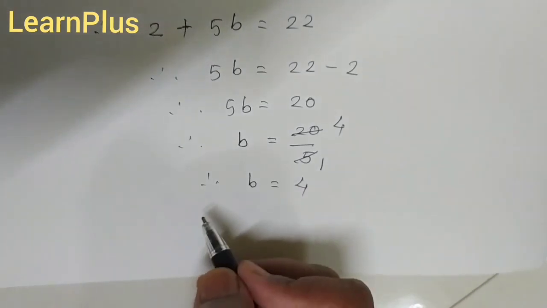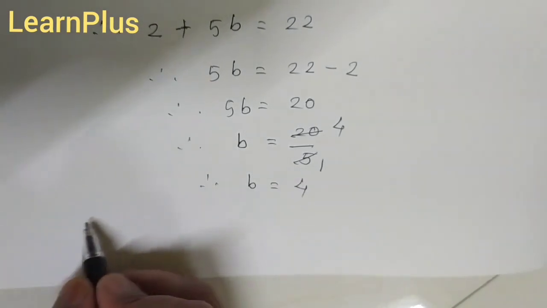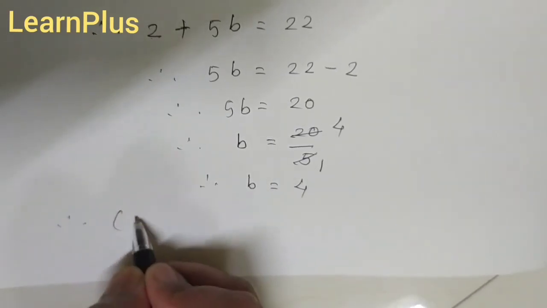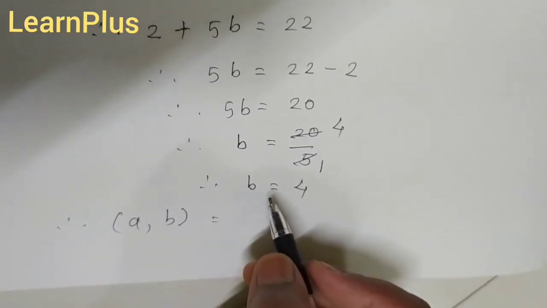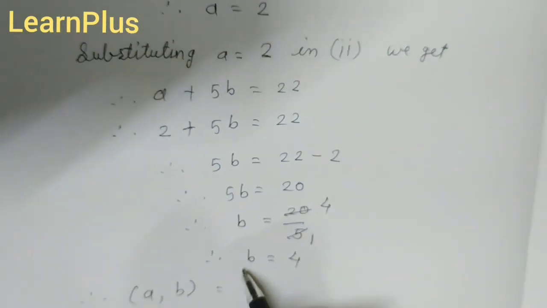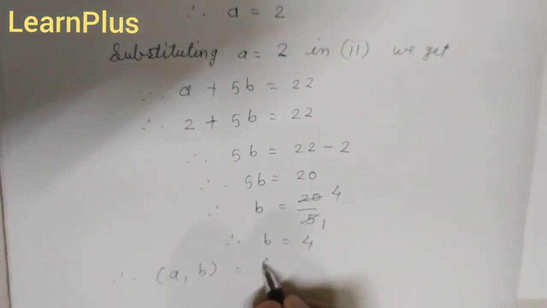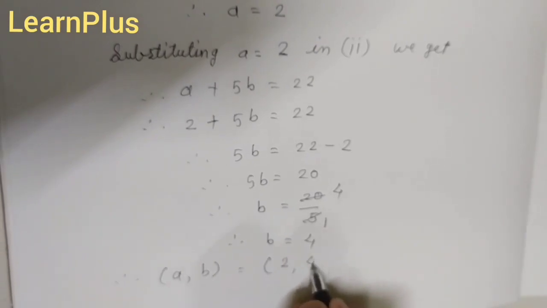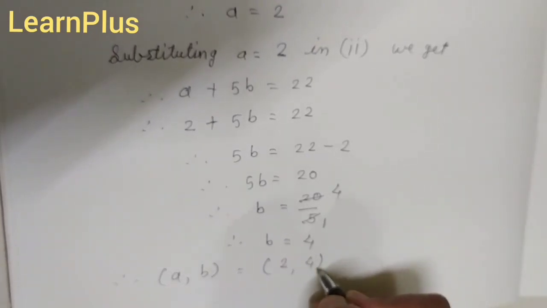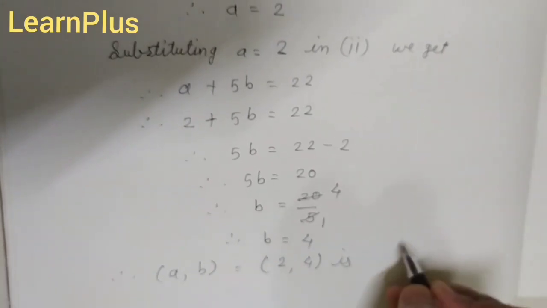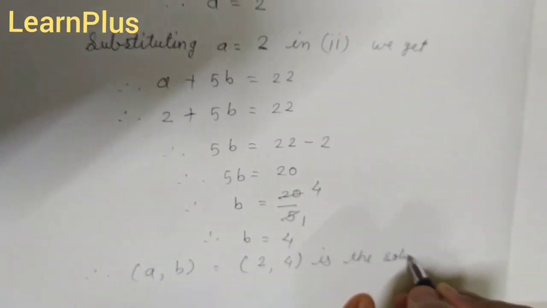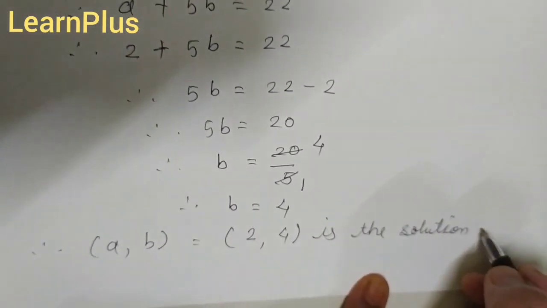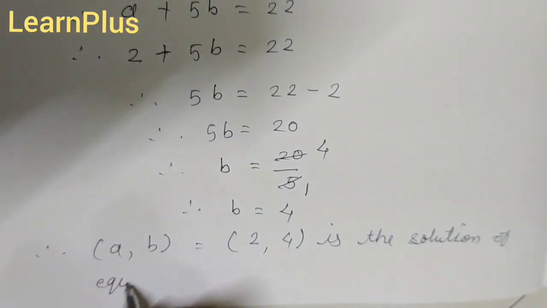Then we'll write here solution of that equation is, therefore last answer: a, b is equal to, what is the value of a? First we will find that value. What is the value of a? A is equal to 2 and b is equal to 4. Means here you have to write a is equal to 2 and b is equal to 4 is the solution of the equation.